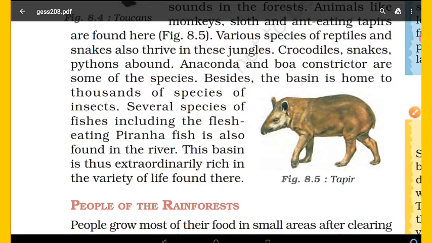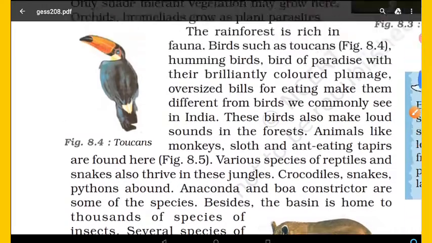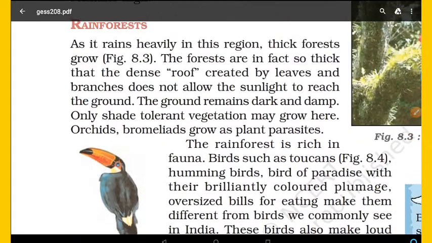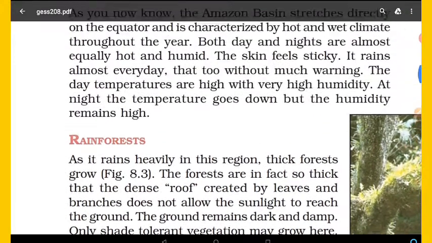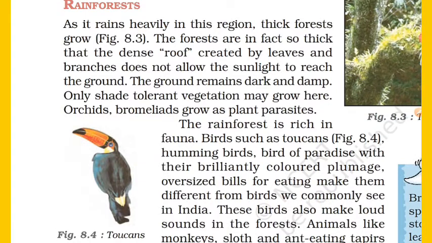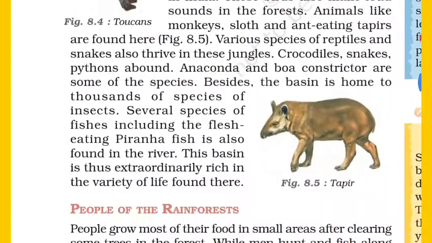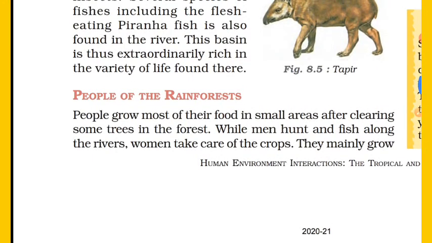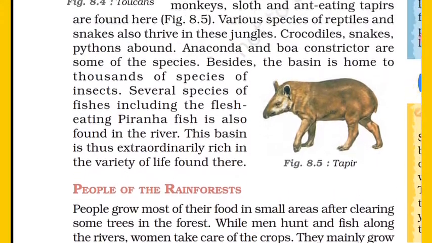So, dear students, in this video we have seen about the Amazon Basin. Where it is located and what kind of climate is there, and in the rainforest which species are found, which species of birds and animals, which species of plants, so flora and fauna. In the next video we'll discuss the life of the people of the rainforest.